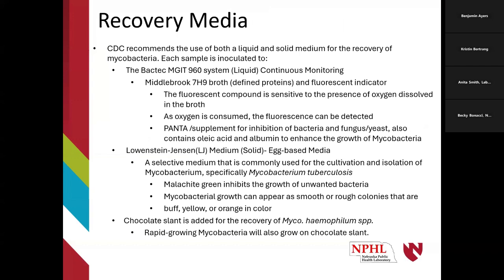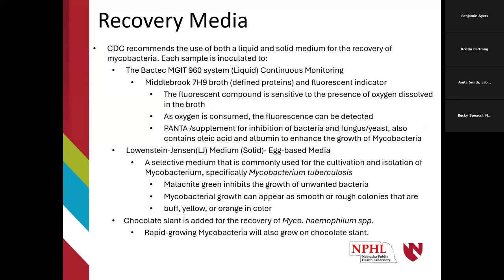So, some of the types of recovery media that we use. Again, we go by regulations from the CDC. We use both a liquid and a solid media for recovery. I think a lot of people use the MGIT 960 system. Sometimes there are smaller versions. This has a 7H9 broth. One of the things that mycobacteria need is protein for their carbon sources, so all of this media that we use has a higher content of proteins.